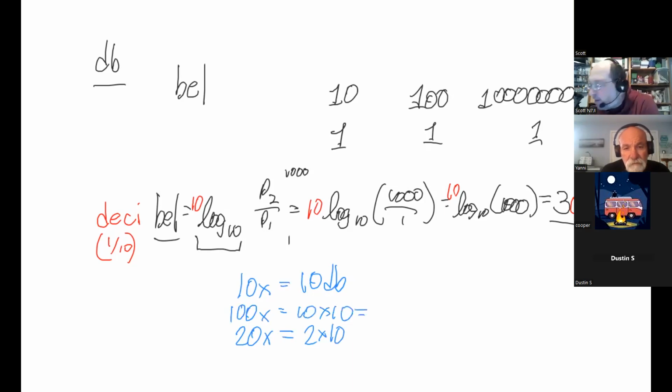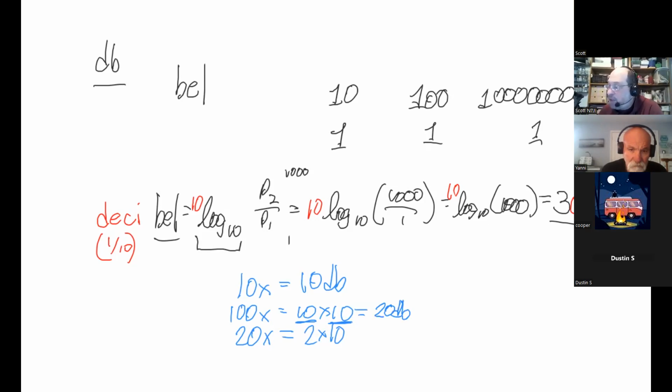So every time we go up by a factor of 10, we have 10 decibels. So if something is 10 times bigger, it's 10 decibels bigger. If something is 10 times bigger than that, it's another 10 times bigger. So that's another 10 decibels, and we add them together because we're adding exponents. So we have a gain of 20 decibels.